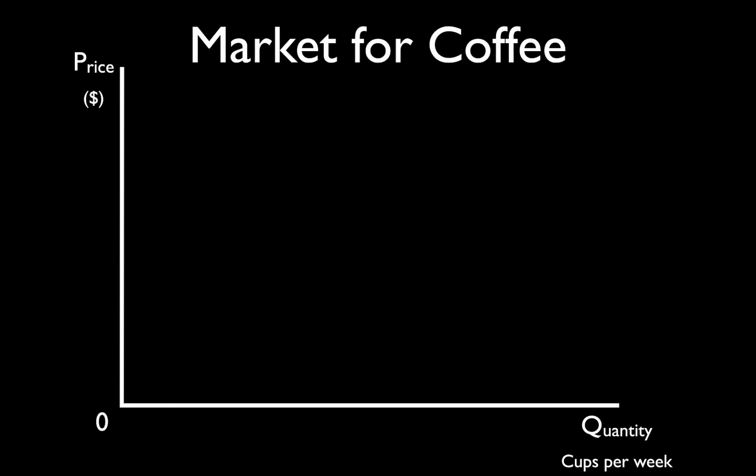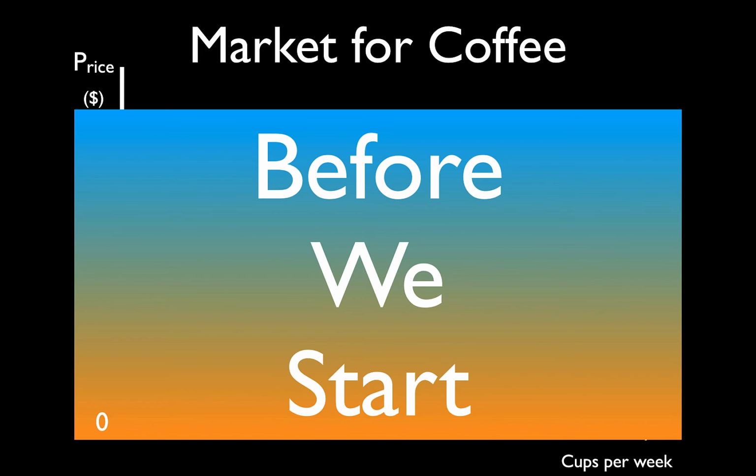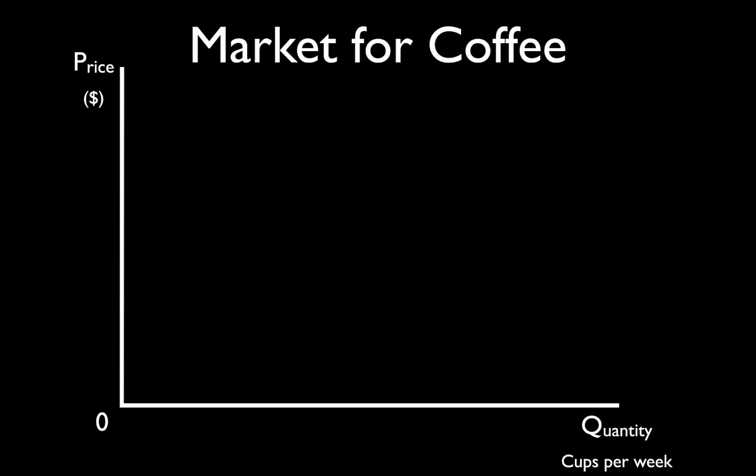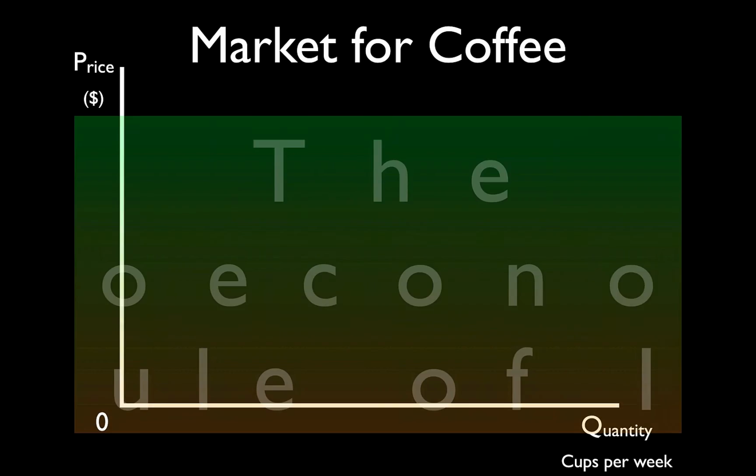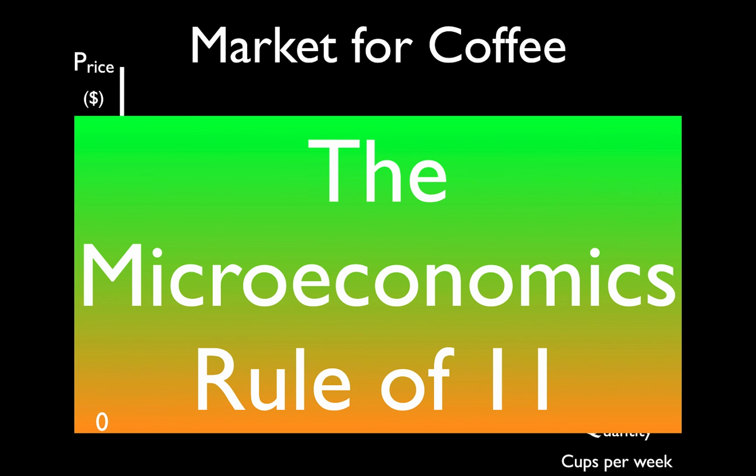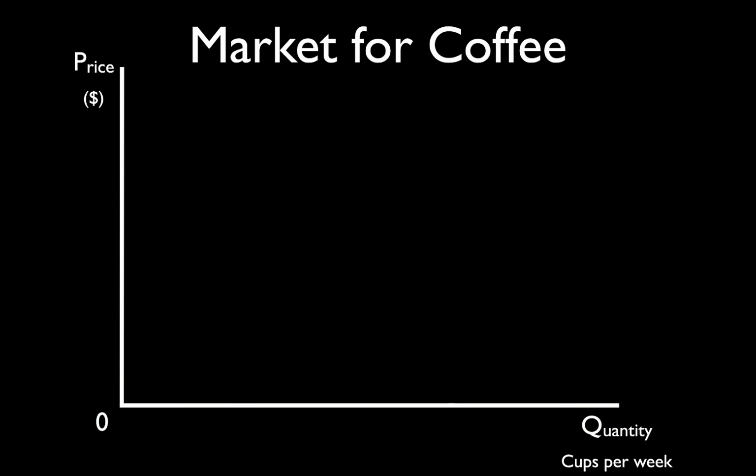So if we have the market for coffee here, the very first thing I am going to say is that before we start, we have to realize that what we are doing when drawing diagrams in microeconomics is the microeconomics rule of 11. And again, I have to give a massive shout out to a very good friend and international colleague, Brad Cartwright, who was the one that put all this together for me, and now I'm lucky enough to be passing it on to you.